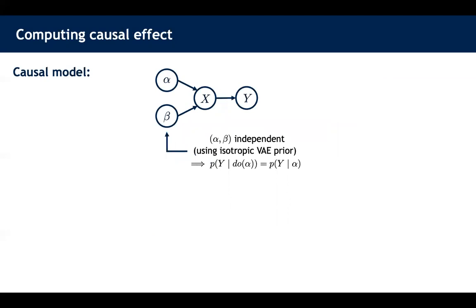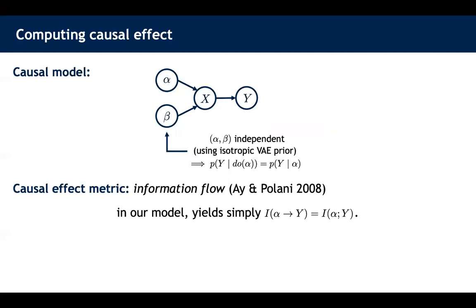To determine the form of this causal effect term, we define a causal model relating the low-dimensional representation, data, and classifier output. In the paper, we describe 3 principles this model should obey, which lead to this causal graph. We then apply, again based on principles we outline in the paper, the information flow metric of Ay and Polani. Because we design our model with independent learned latent factors, this metric simplifies to mutual information.